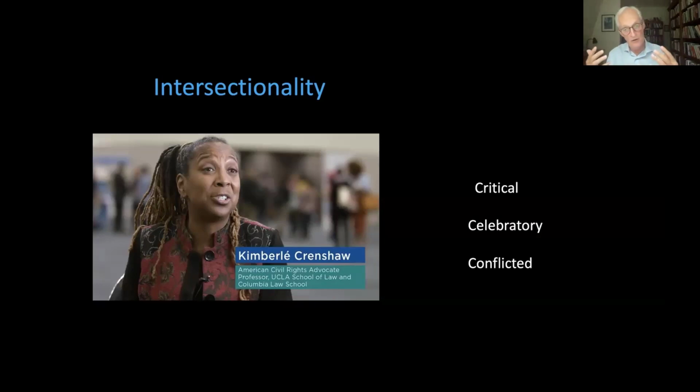So we have critical intersectionality, which Crenshaw really represented. We have celebratory intersectionality, which I think you can recognize in many of your students, maybe in yourself, maybe in your colleagues. And then there's a third dimension, which is conflicted intersectionality, which is when these different components come into a tension or a contradiction with one another.